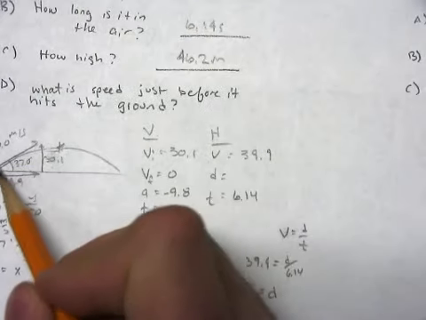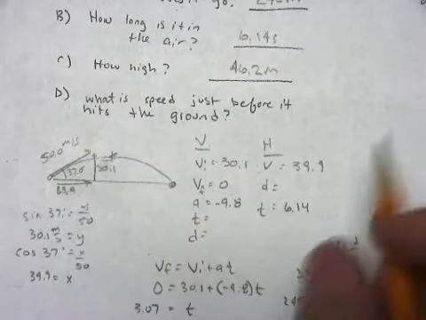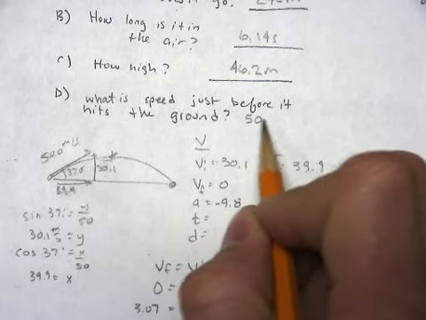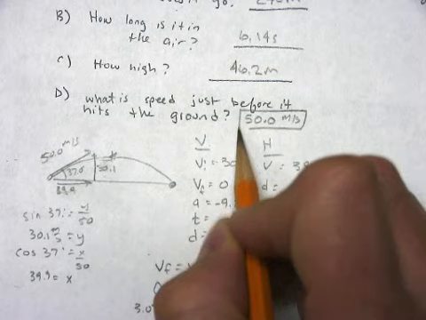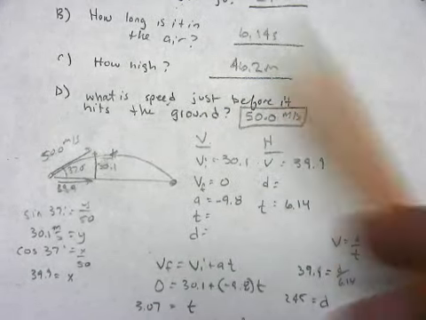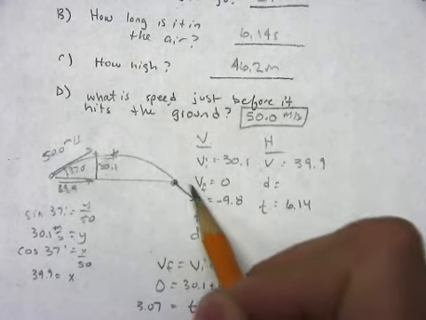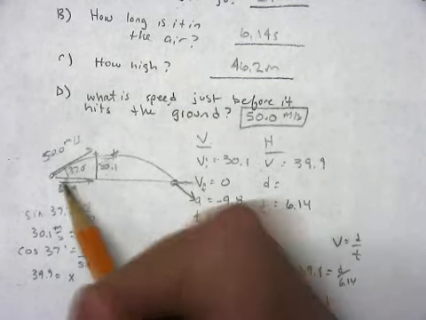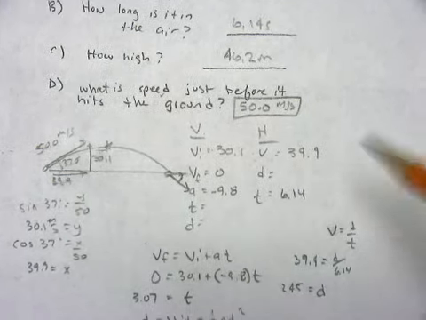This is nice. Since it's level ground, the speed at the beginning equals the speed at the end, so it's going 50.0 meters per second. Now, had this said what is the velocity just before it hits the ground, I'd have to say it's 50 meters per second going at this angle right here. And that angle, believe it or not, is 37 degrees. Remember, speed is a scalar, velocity is a vector.